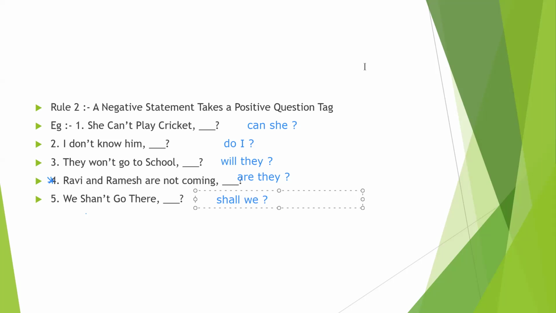What does rule 1 say? If a statement is positive, we take a negative question tag. What does rule 2 say? If a statement is negative, we take the positive question tag. Now let's see the other line. Now let's move to the third rule.